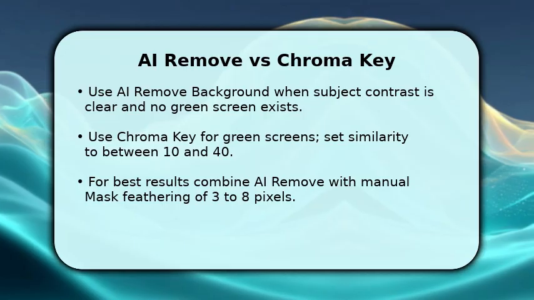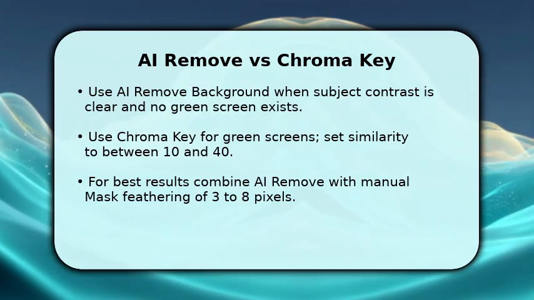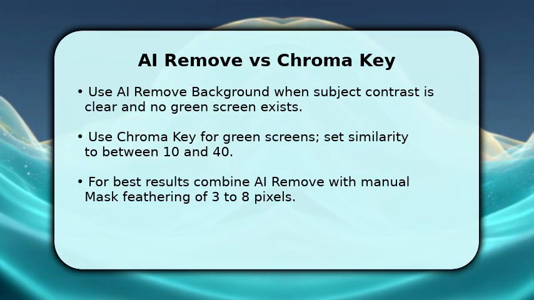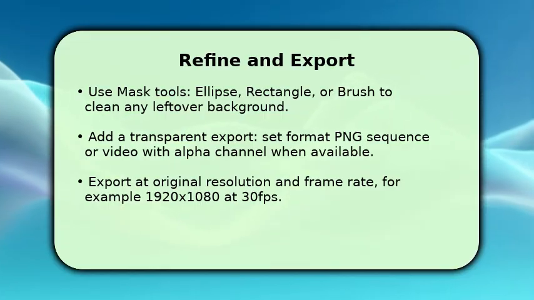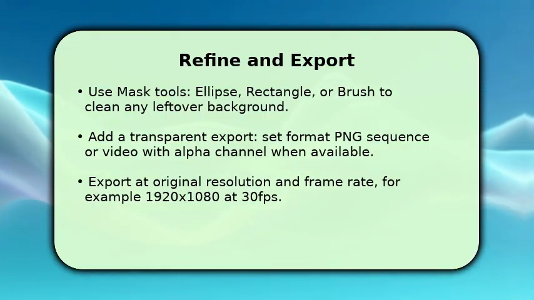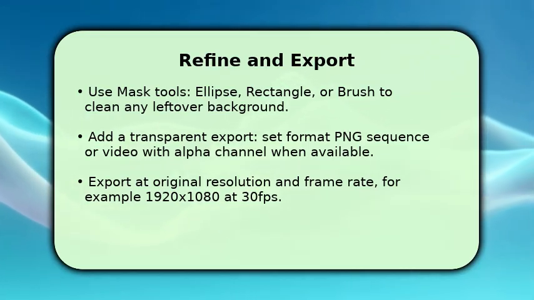After initial removal, refine edges using Capcut mask tools like ellipse, rectangle, or brush. Paint or invert the mask and adjust feathering and expansion until edges look natural. If any background remnants remain, use manual eraser strokes or duplicate the clip and apply alternate removal settings.